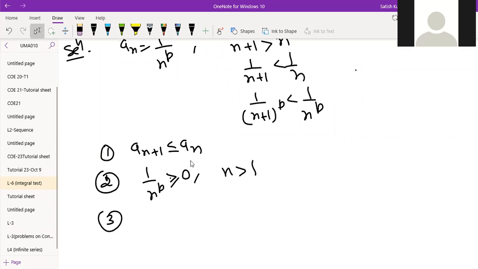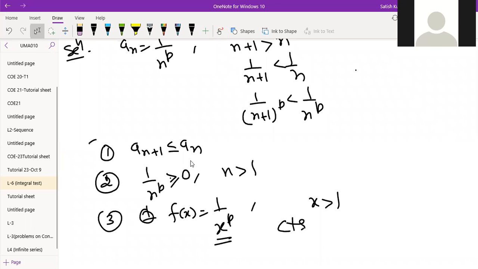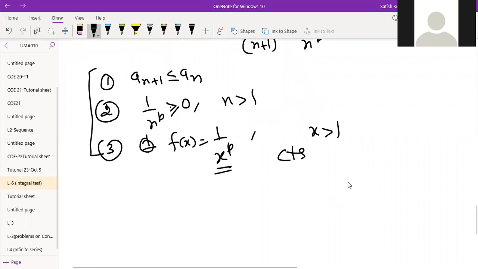And then third, replacing n by x, f(x) is 1 by x raised to power p. The threat is x equal to 0, so for x greater than 1 this function is continuous. All the 3 conditions are satisfied. So if all the 3 conditions are satisfied, that means we can apply the integral test.